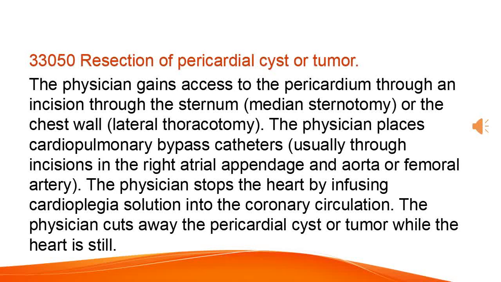Resection of pericardial cyst or tumor. The physician gains access to the pericardium through an incision through the sternum, median sternotomy, or the chest wall, lateral thoracotomy. The physician places cardiopulmonary bypass catheters, usually through incisions in the right atrial appendage and aorta or femoral artery. The physician stops the heart by infusing cardioplegia solution into the coronary circulation. The physician cuts away the pericardial cyst or tumor while the heart is still.